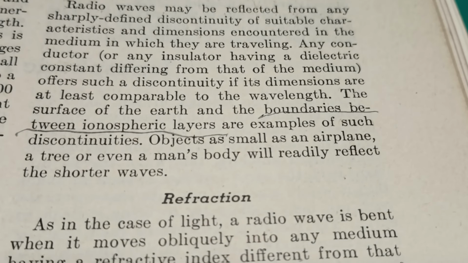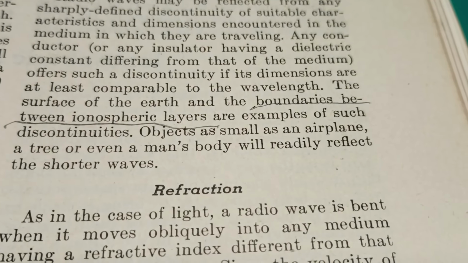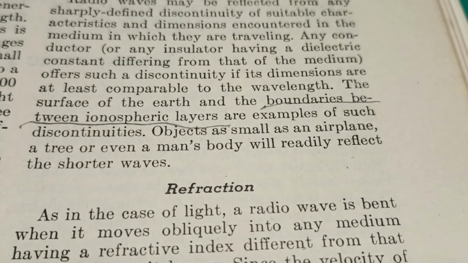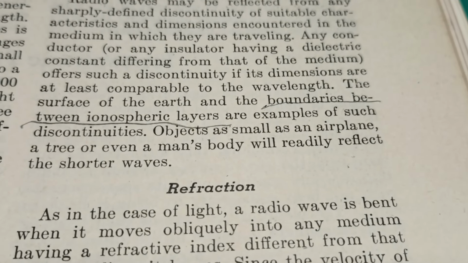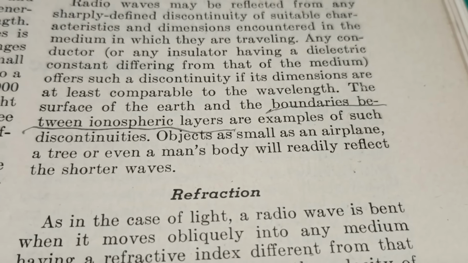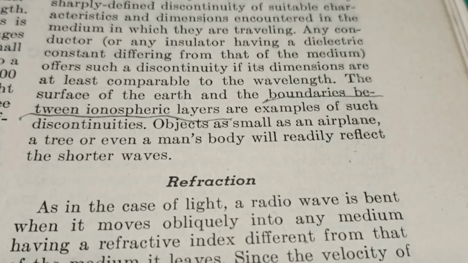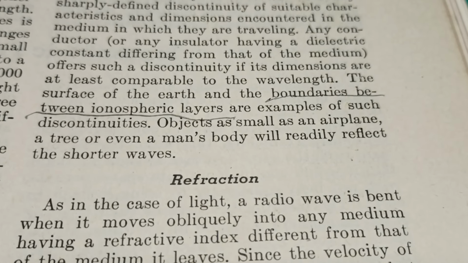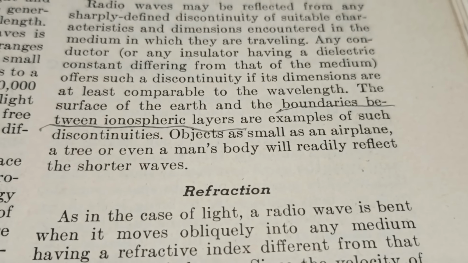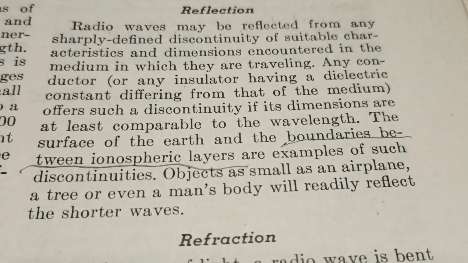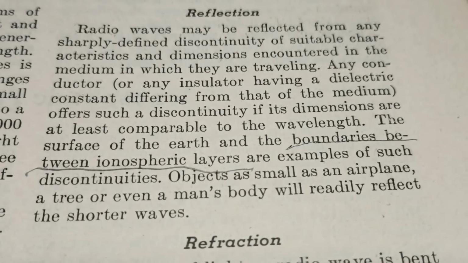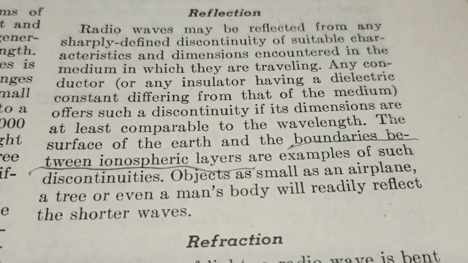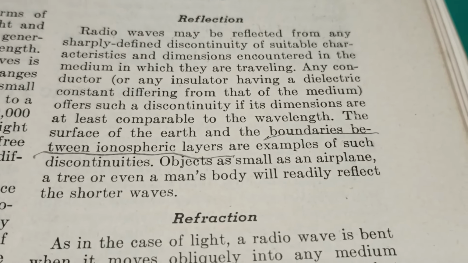"Offers such discontinuity if its dimensions are at least comparable to the wavelength." That part is true. The surface of the Earth: go outside and jump out of a tree onto the surface of the Earth. Is it solid? Your broken arm will verify that it's solid. And here starts the ham radio lie about the boundaries between ionospheric layers. There are no meaningful, material, sharply defined boundaries between any layers up there. There are gradual changes in refractive index, and there we're bringing back these ideas of light.